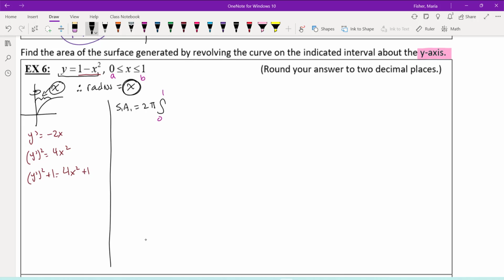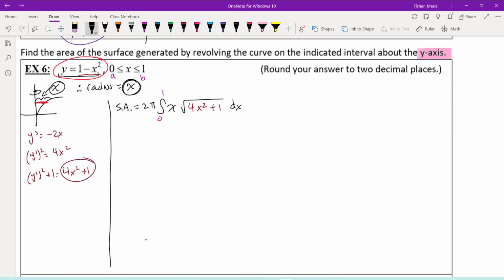Well, my radius this time was just x, because remember, this movement right here is just an x movement, and I needed to integrate with respect to x because that's a function of x. X is already an x, so I leave it alone, and that's my radius. And then the square root of the derivative squared plus 1, which is 4x squared plus 1.